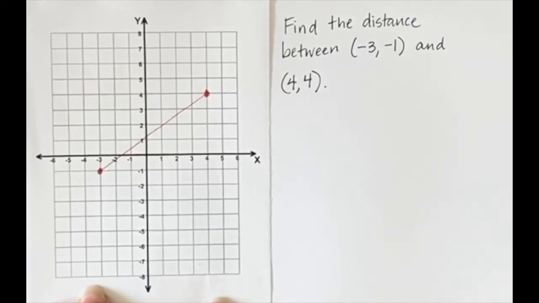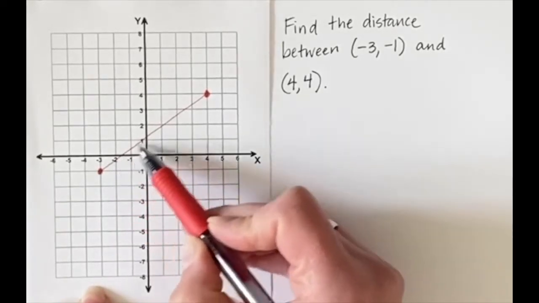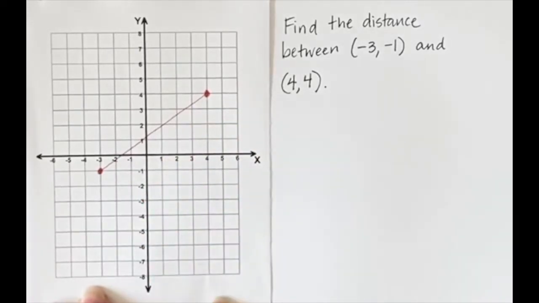That's not exactly an easy distance to calculate because it's not going nicely across these lines. It's going in a diagonal version. What have we done with a diagonal recently? We've worked with the Pythagorean Theorem. So we can do that here too. We can draw a right triangle on a coordinate plane. So I'm going to do that.